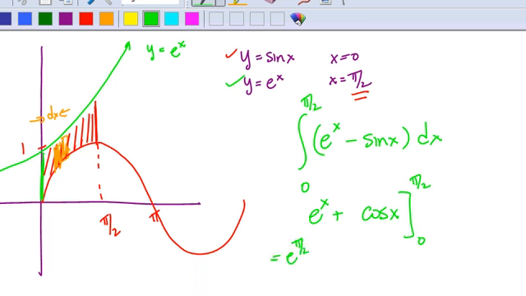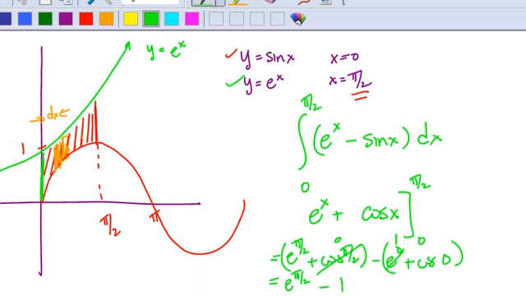So plugging in pi over 2, I get e to the pi over 2 plus cosine of pi over 2 minus e to the 0 plus cos of 0. So evaluating these, I'm going to leave this one in exact form. Cosine of pi over 2 is 0, so that disappears. This is equal to 1, and cos of 0 is also equal to 1. So that means that my final area is e to the pi over 2 minus 2.